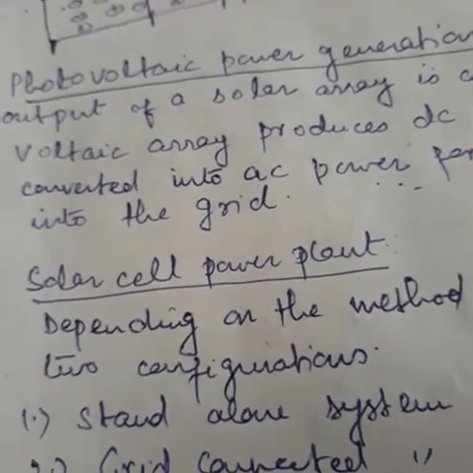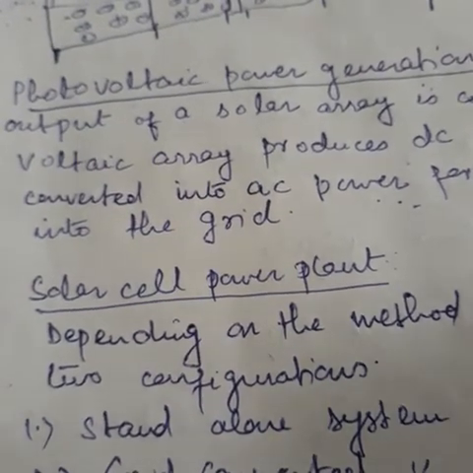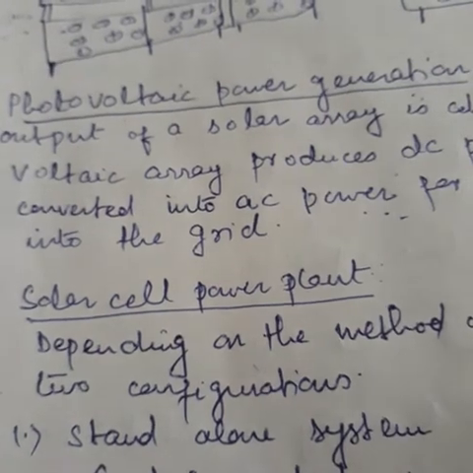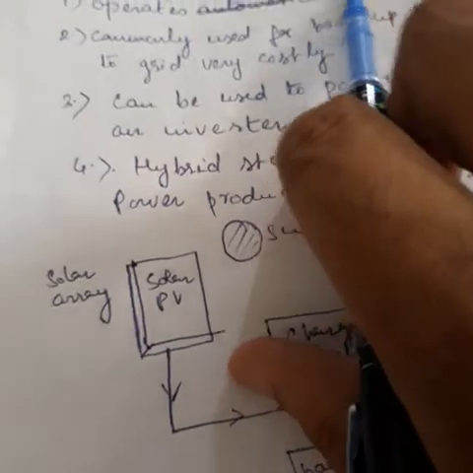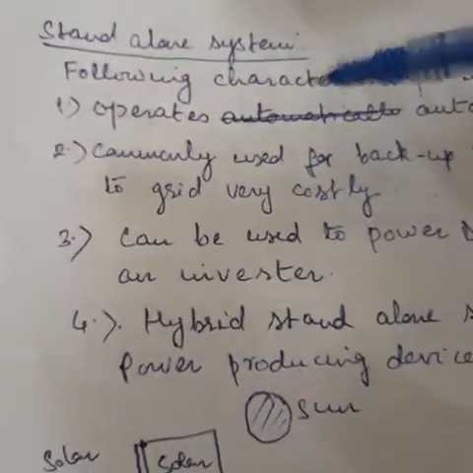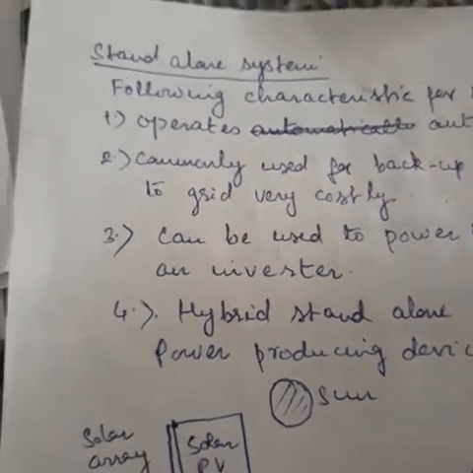Standalone system basically includes the plates in a module in a single way. Then there are various types of standalone system. So here we first discuss what a standalone system is. The characteristic of the standalone system is that it operates autonomously and independently.